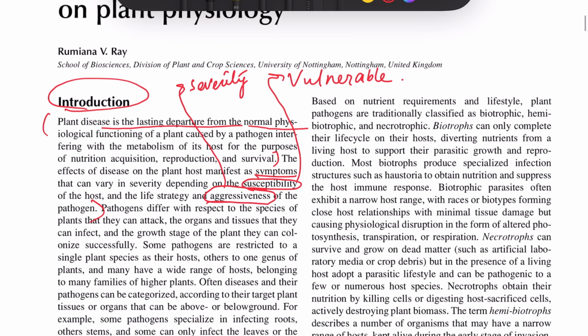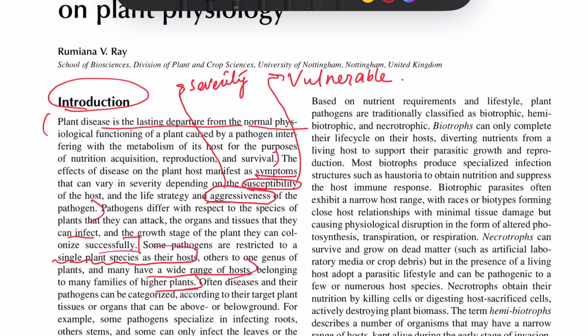Now pathogens differ with respect to the species of plant that they attack, the organs and tissues that they can infect, and the growth stage of the plant they can colonize successfully. Now some pathogens are restricted to a single plant species as their host, others to one genus of plants, and many have a wide range of hosts belonging to many families of higher plants.